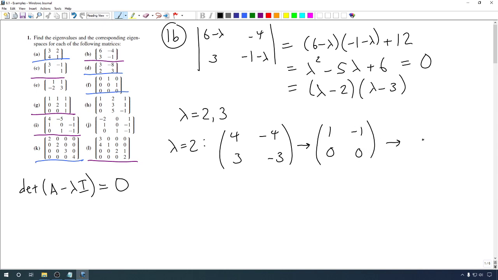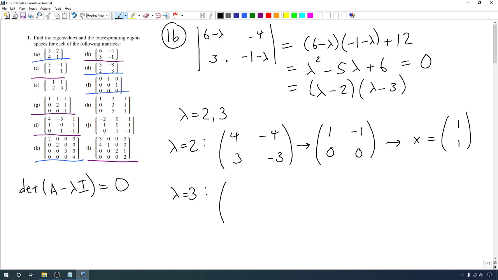So we can have an eigenvector of 1, 1. And the eigenspace is going to be the span of that vector. So we could actually write that out if we wanted to. I'm just going to write out a basis over here. Then we have to do the same thing for lambda 3, or lambda equal to 3.